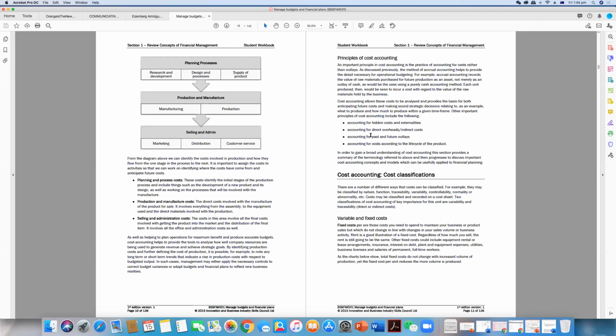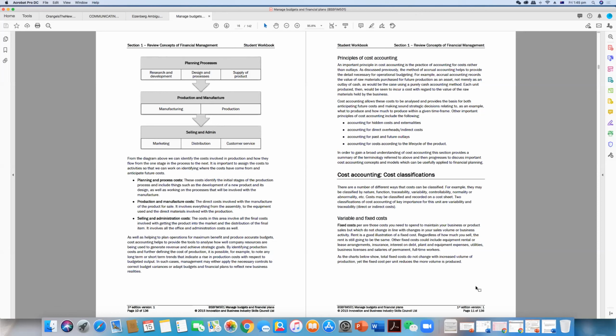And some other principles include cost accounting for hidden costs and externalities, and accounting for direct and indirect overheads, and accounting for past and future outlays, future expense. And accounting for cost according to the life cycle of products. From the beginning, you only sell a little bit, and then it becomes mature, like a person. Then you sell more, and then it goes down. The life cycle of a product, from the beginning of the material to the end.